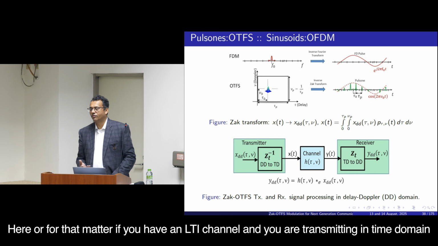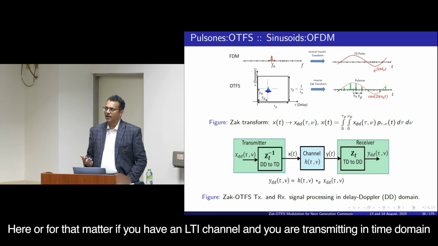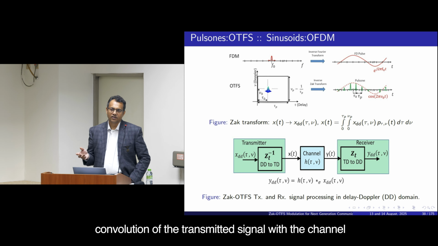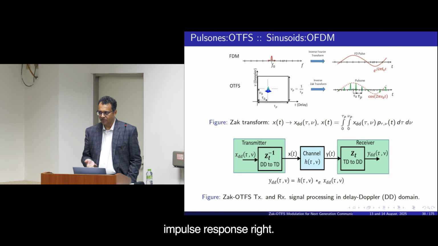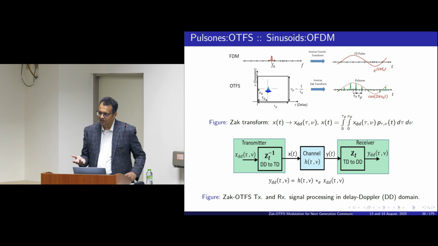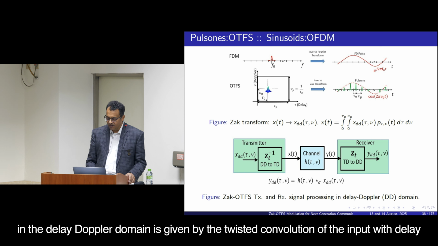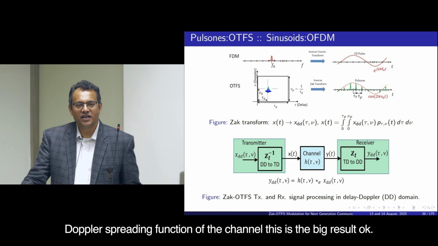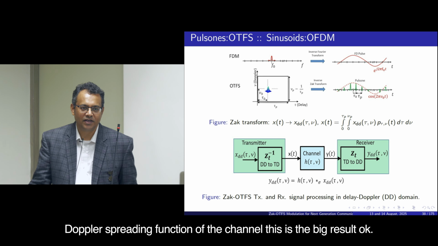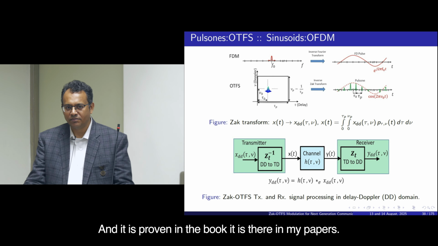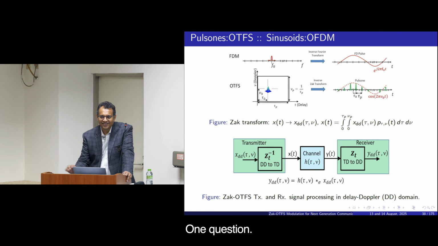Or for that matter, if you have an LTI channel and you are transmitting in time domain, then what you receive is given by the convolution of the transmitted signal with the channel impulse response, right? You have a linear convolution happening there, right? So here also you have something like that, but it is not linear convolution. The output in the delay Doppler domain is given by the twisted convolution of the input with the delay Doppler spreading function of the channel. This is the big result, okay? And it's proven in the book, it's there in my papers.